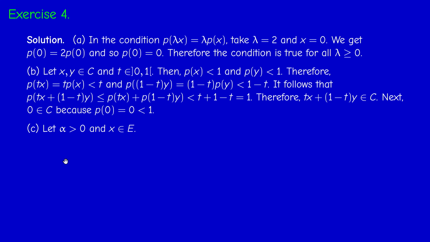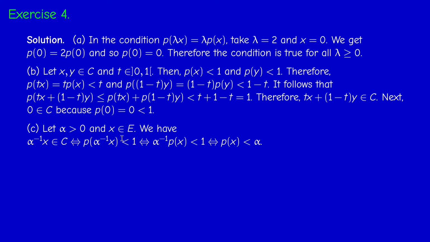Third question, consider a positive number alpha and an element X in E. So what does it mean that alpha to the minus 1 times X, or 1 over alpha X, belongs to C? By definition of C, it means that P of this is less than 1, but since P is positively homogeneous, I can put the alpha to the minus 1 outside, so I get alpha to the minus 1 times P of X less than 1, which means that P of X is less than alpha.